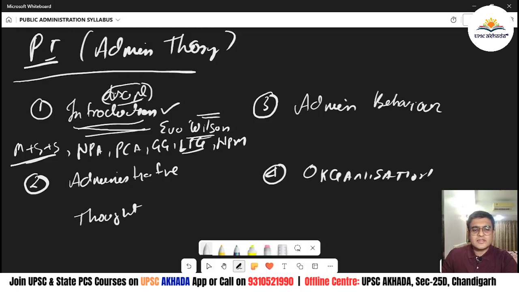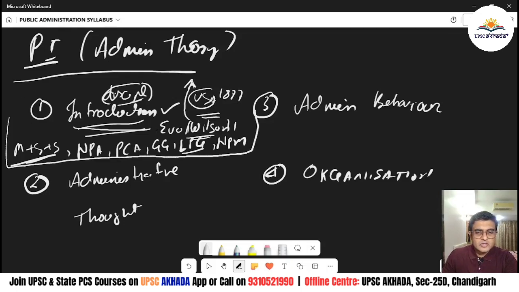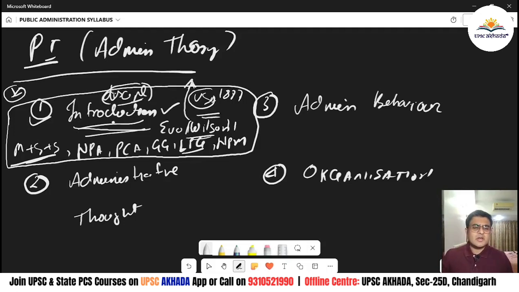Wilson, the father of public administration, wrote an essay in the United States of America in 1887, which gave birth to the discipline of public administration. So this is what chapter 1 talks about. This entire block is very important for public administration. Under chapter 1 it is also mentioned the contemporary aspect, the current status of public administration.